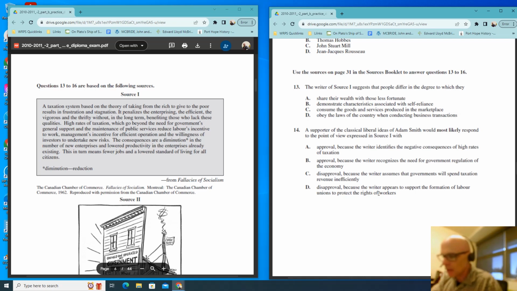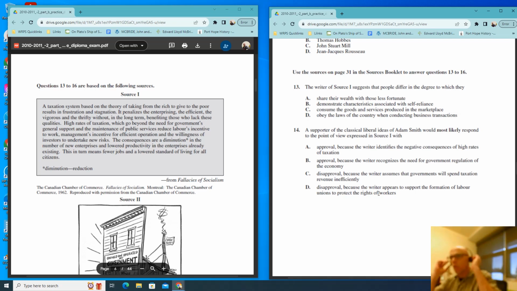Number 13. The writer or source once suggests that people differ in the degree to which they share their wealth, demonstrate characteristics associated with self-reliance, consume the goods and services produced in the marketplace, obey the laws of the country when conducting business transactions. Share their wealth and demonstrate characteristics associated with self-reliance. Again, pause, take a look, and think about what those might look like. Disapprove because, consume the goods and services produced in the marketplace, obey the laws.